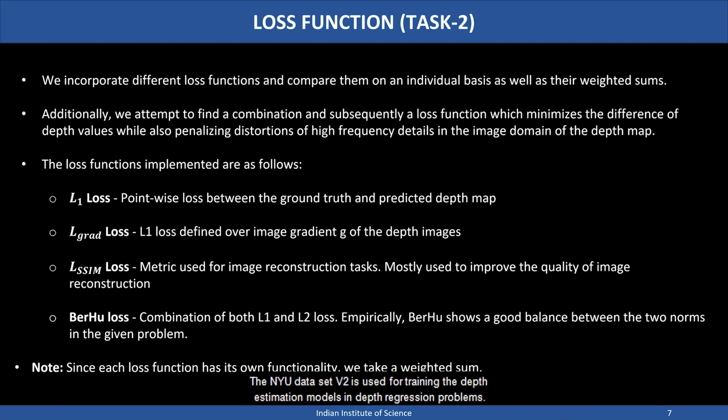In depth regression problems, a loss function is defined as a function of the difference between the ground truth depth map and the prediction of the depth regression network. To train our network, we incorporate different loss functions and compare them on an individual basis as well as their weighted sums. We attempt to find a combination and subsequently a loss function which minimizes the difference of depth values while also penalizing distortions of high-frequency details in the image domain of the depth map.